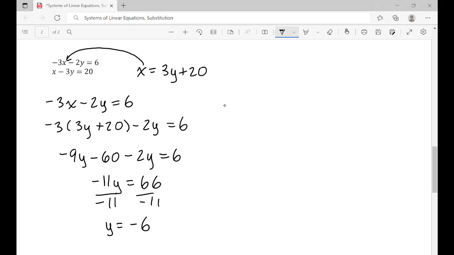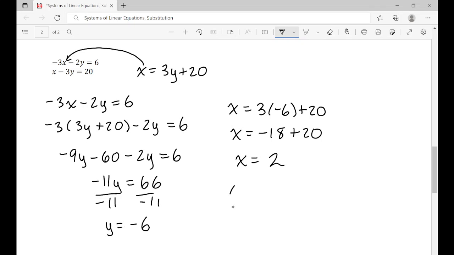So x equals 3 times negative 6 plus 20. That's going to give me negative 18 plus 20. So combining those, x is going to give me 2. So finally, my solution is going to be (2, negative 6).